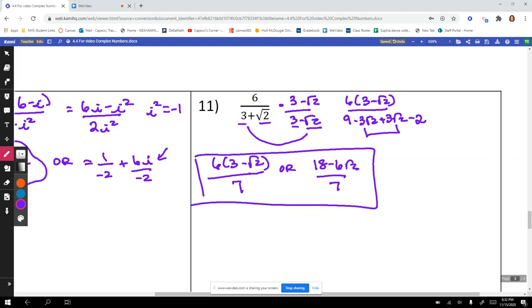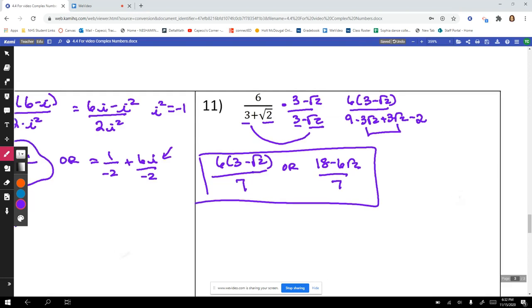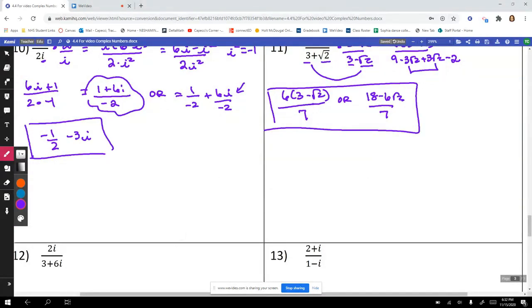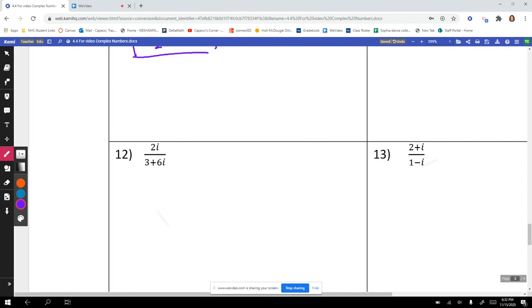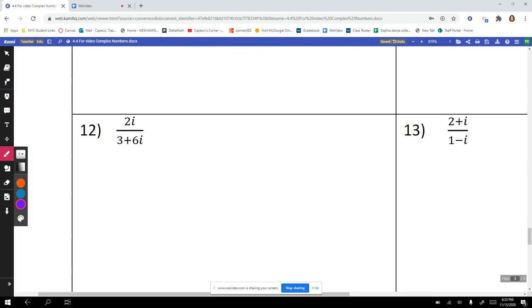Okay, you have a binomial with a radical. You multiply by the conjugate. We're going to do the same sort of thing in the next problem. Okay, so again, I can't have a radical in the bottom. All right, moving on to the next one.